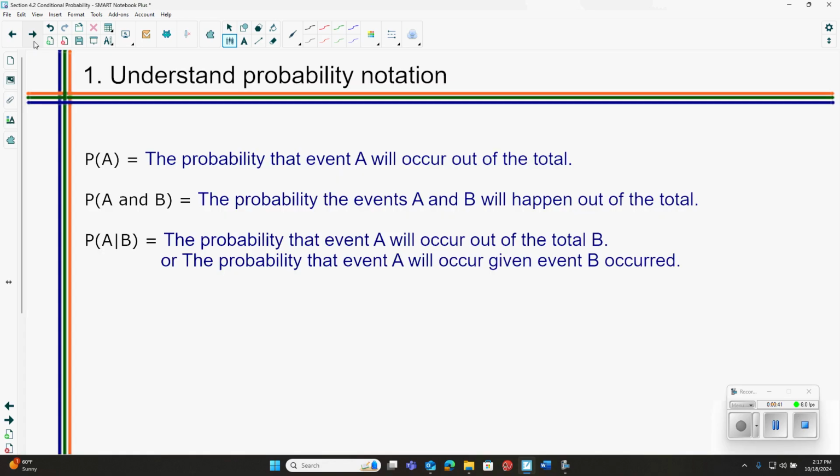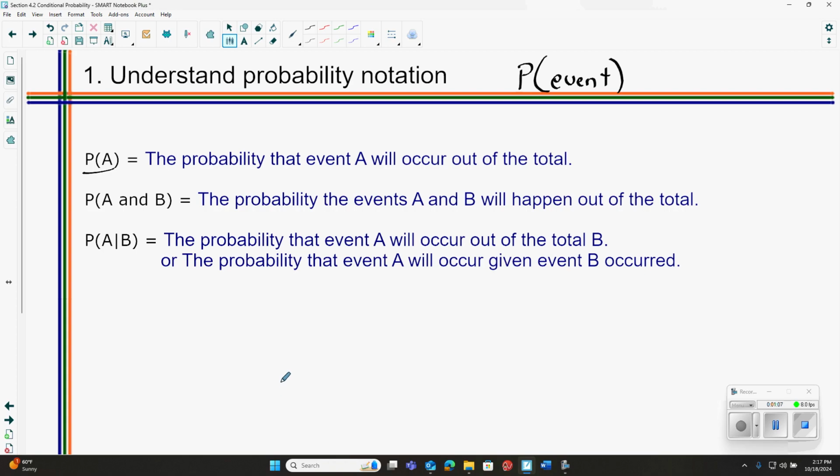So, understanding probability notation. Some of this is going to look familiar. A friendly reminder that we write probability as P, and in parentheses we put an event, whatever the event is that we're trying to find. So if I'm just trying to find the probability of event A, we write this as P(A), and that says the probability that event A will occur out of the total.